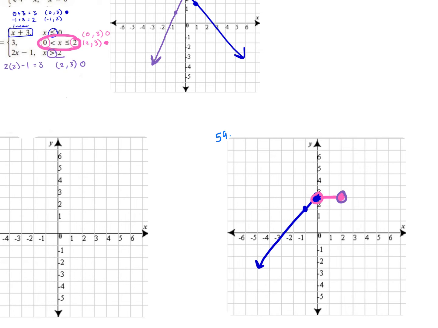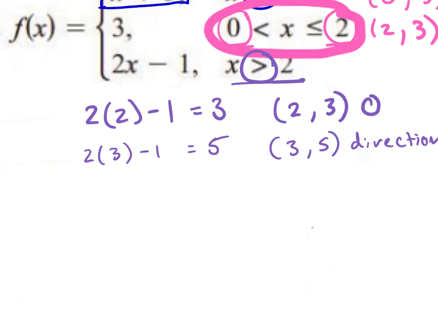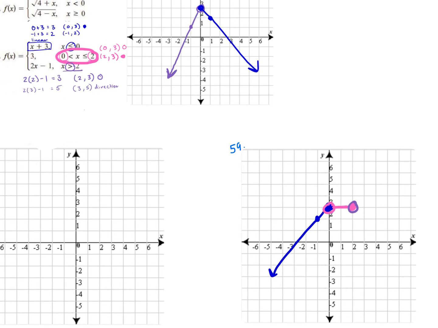What's another number I can plug in here? 3. Anything greater than 2, so 3 works. I have 2 times 3 minus 1, so this would be 5. So my next point would be 3, 5. And remember, the second point just tells us the direction. It's not also going to be an open circle. We go through that point and just connect our dots. So I'm going to go to the right 3, up 5, and connect my 2 dots there.